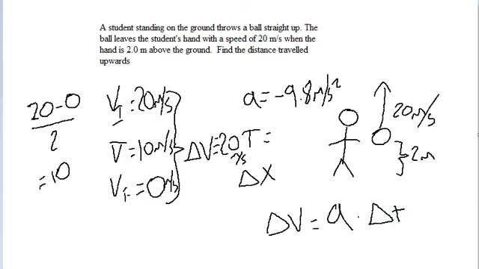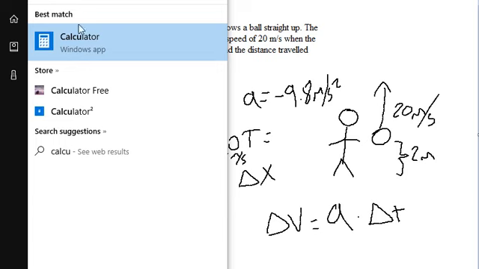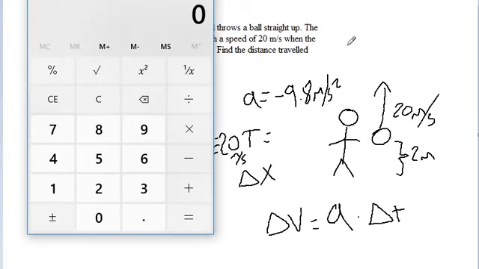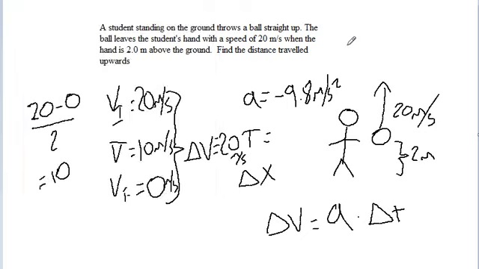So if we look at this, we have an acceleration of negative 9.8. And if we use our calculator, we have 20 divided by 9.8, giving us a time of around 2.04 seconds.